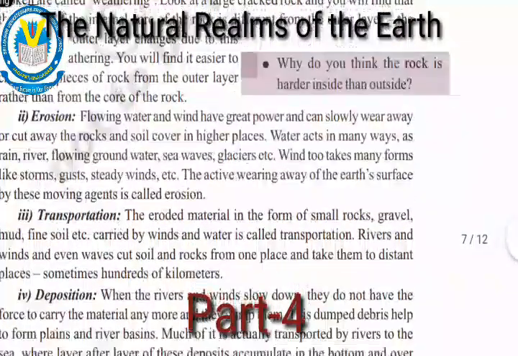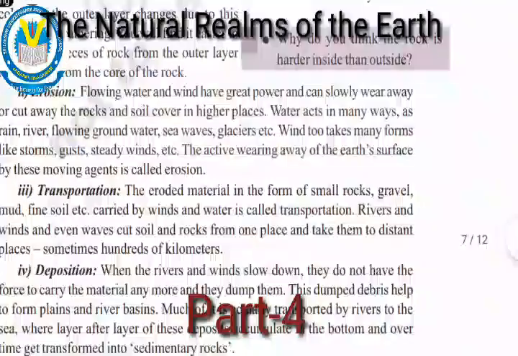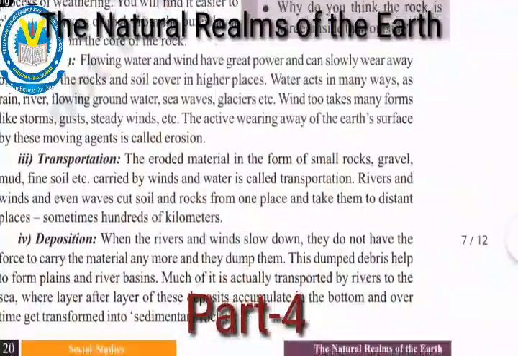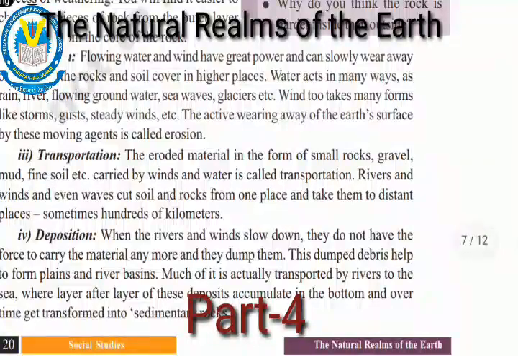The flowing of water with great power slowly takes away or cuts away the rocks or soil cover of a higher place. So if water is moving from the top of the hill to the bottom, then because of its force, the water brings down the small particles or substances that are available around it. This is called erosion. Then we have transportation.